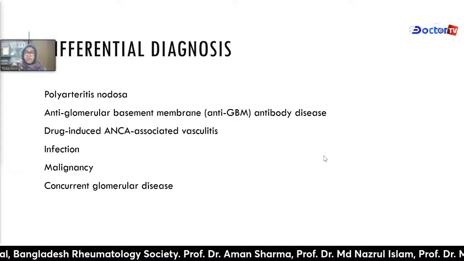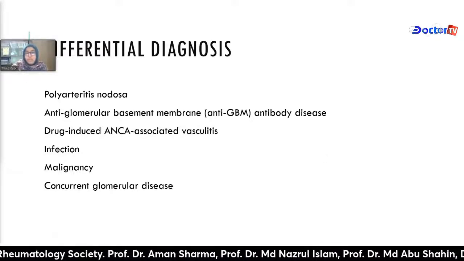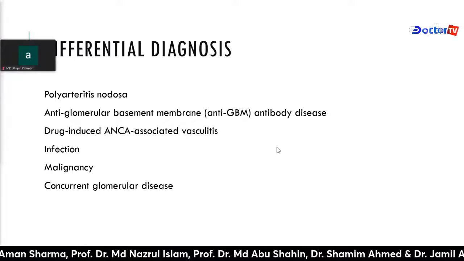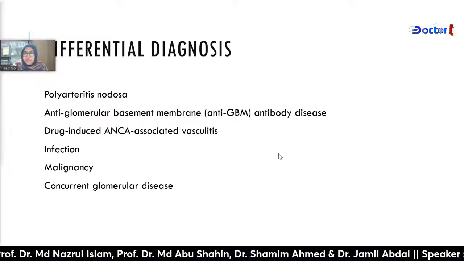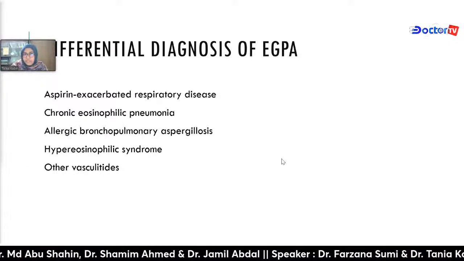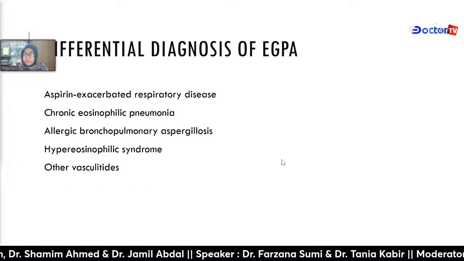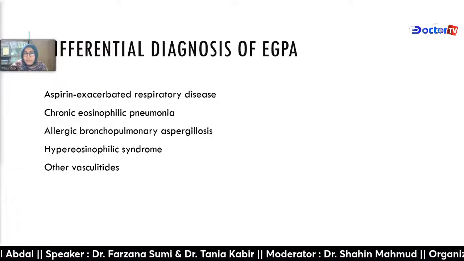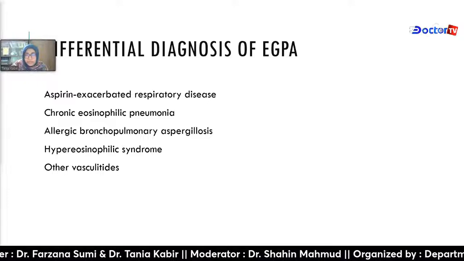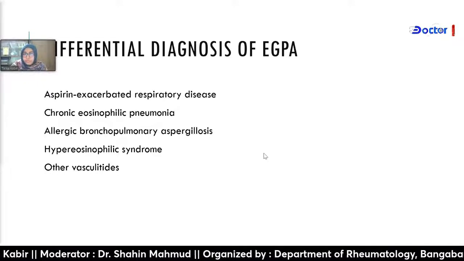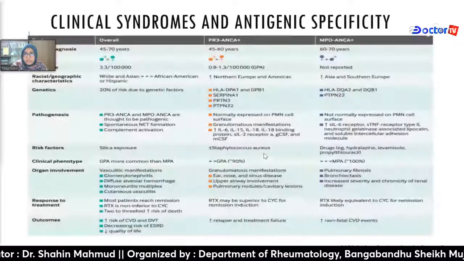The differential diagnosis of GPA and MPA includes polyarteritis nodosa, anti-GBM disease, drug-induced ANCA vasculitis, infection, malignancy, and concurrent glomerular diseases. And the differential diagnosis of EGPA includes, other than GPA and MPA, exacerbated respiratory disease, chronic eosinophilic pneumonia, hypereosinophilic syndrome, and other vasculitis.